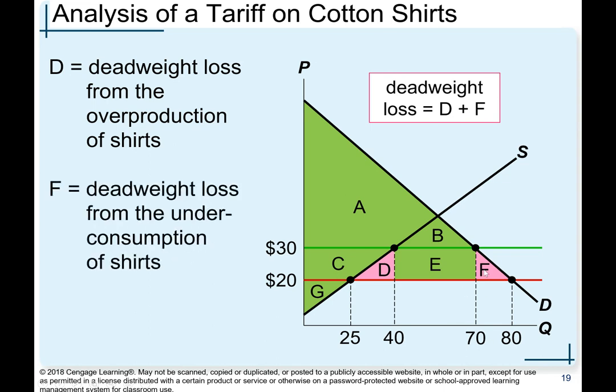Area F, the other little triangle here, is a loss due to underconsumption. Remember, the marginal consumer falls off the market when price goes up. People who could have consumed this are no longer consuming it because the prices have gone up. So that is deadweight loss, D and F.